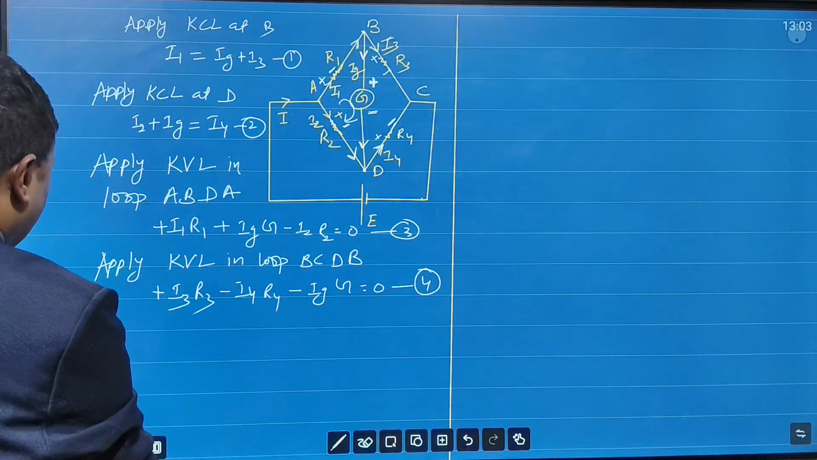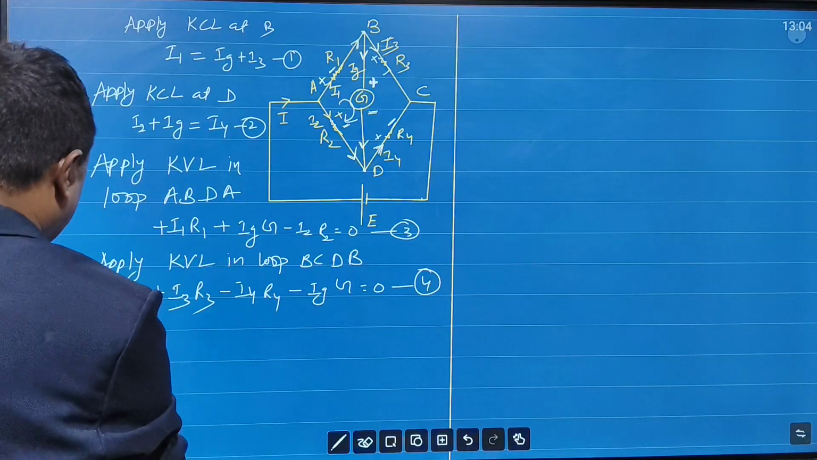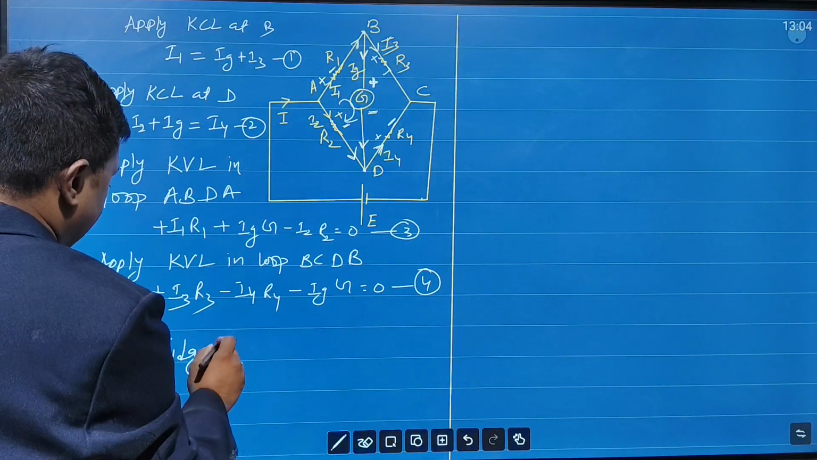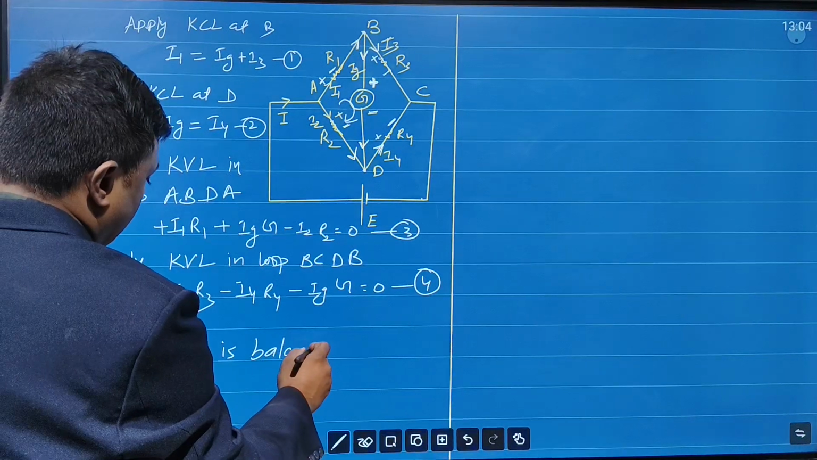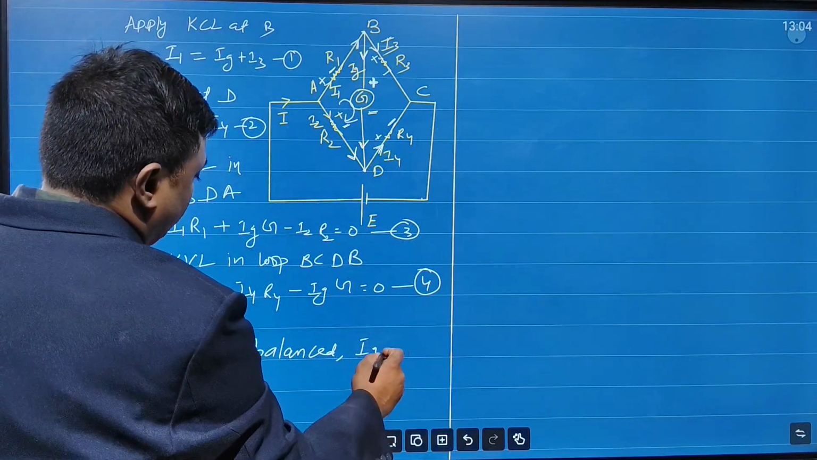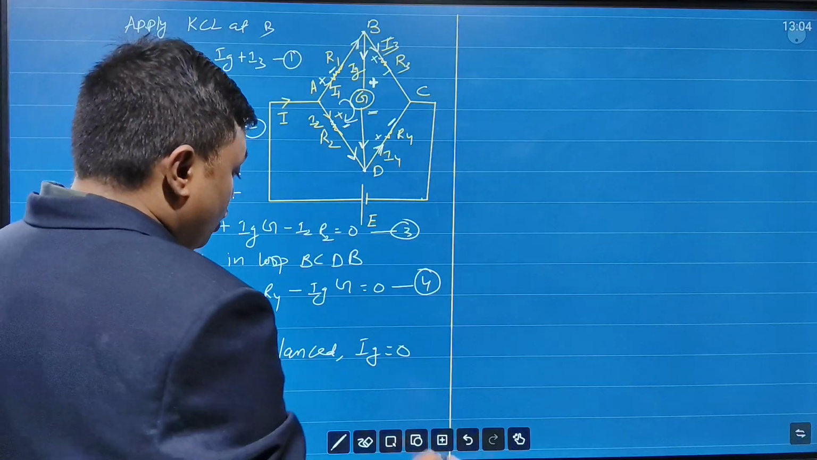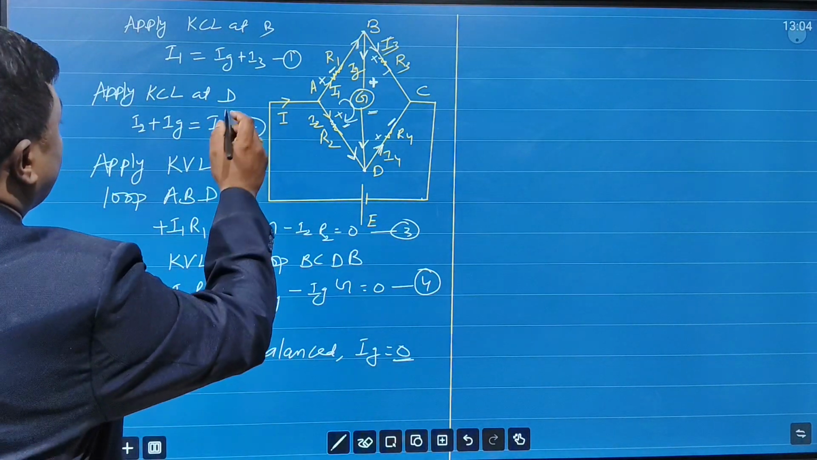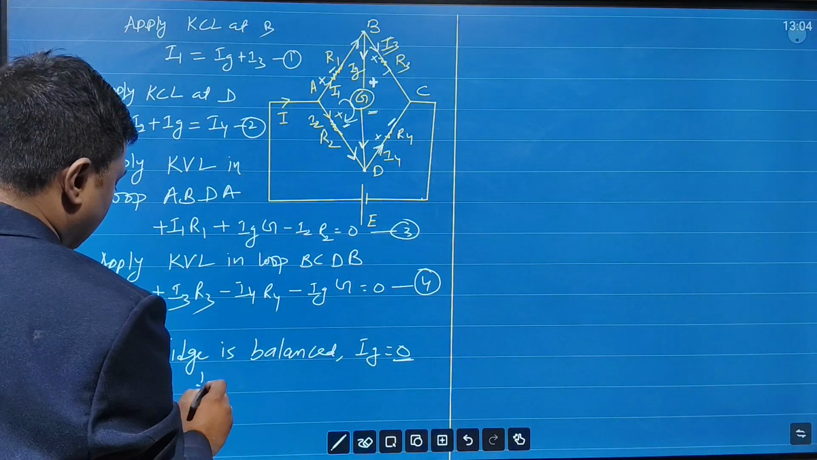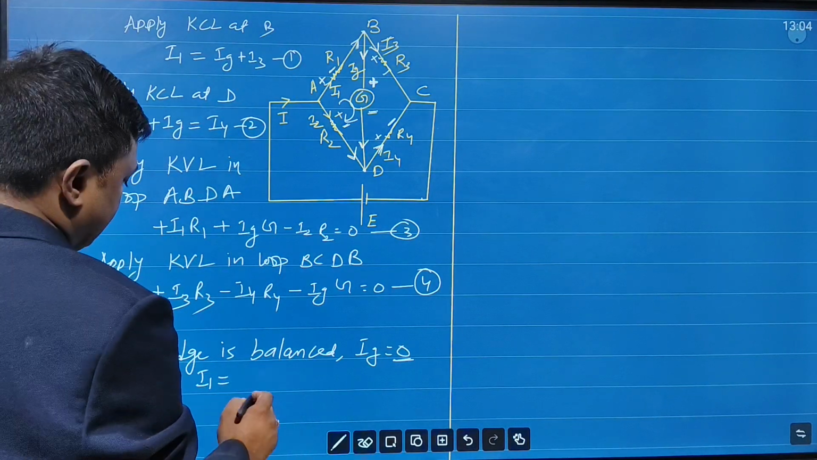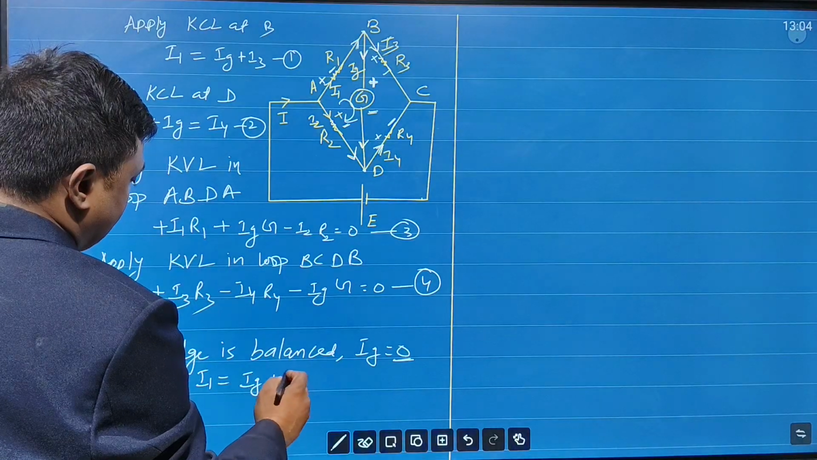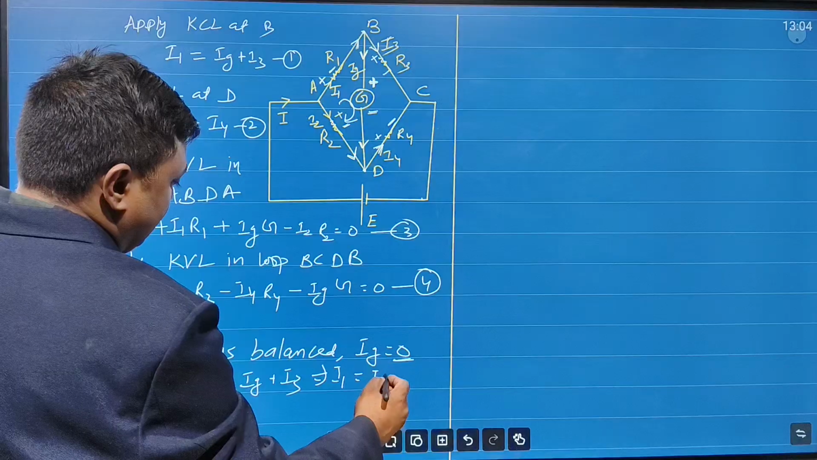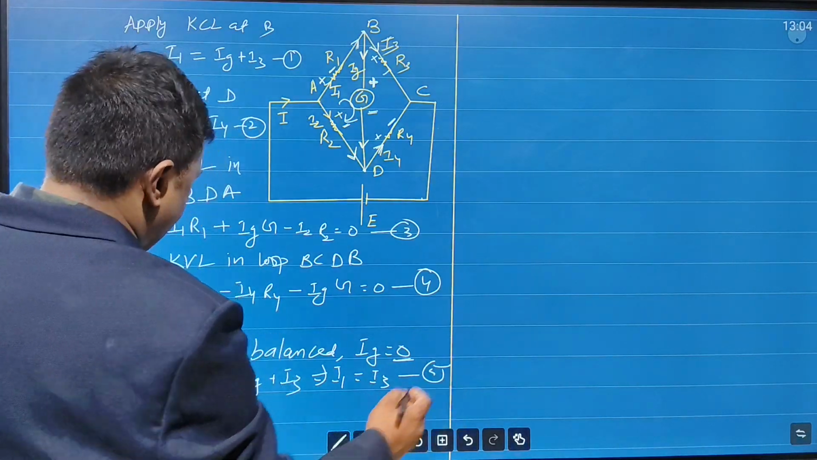So now we know that when the bridge is balanced, at that time the current through the galvanometer is 0. Okay, use this Ig is equal to 0 in equations 1, 2, 3 and 4. What is equation 1? I1 is equal to Ig plus I3. So as Ig is 0, we can write I1 is equal to I3. Let's take this as equation 5.